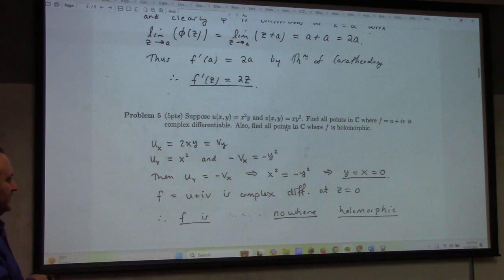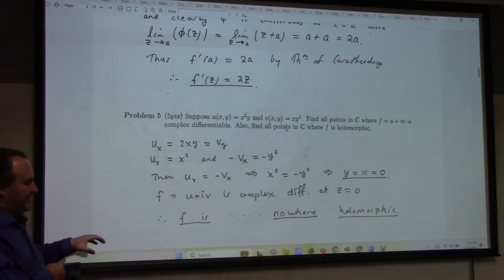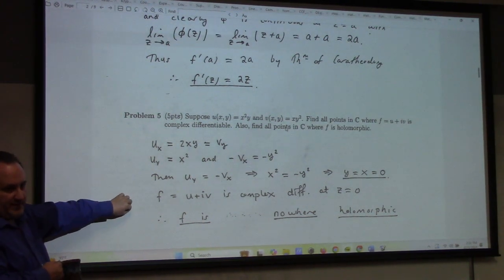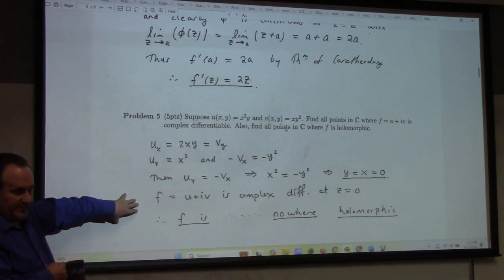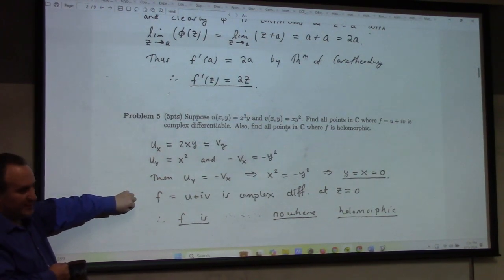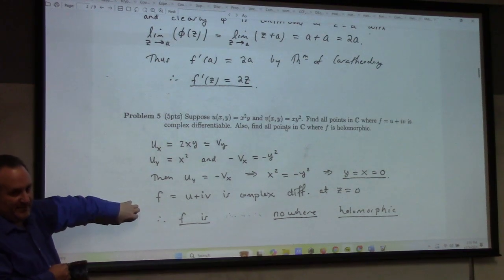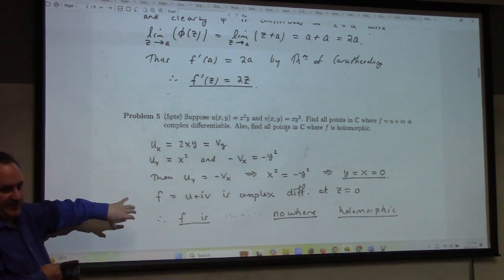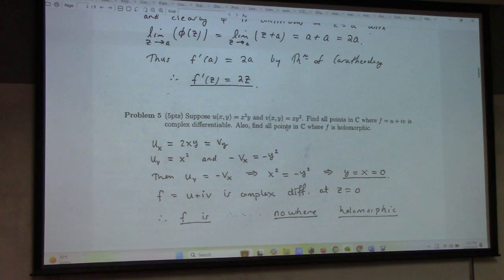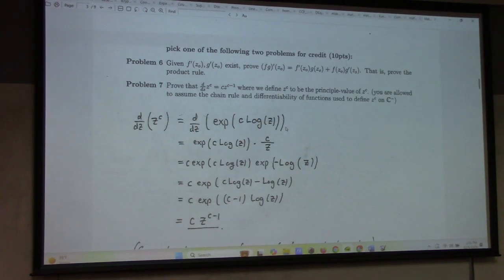So the origin is the only place it's complex differentiable, which means it's nowhere holomorphic, because to be holomorphic means that you're complex differentiable not just at the point, but in a neighborhood of the point. So if we're only complex differentiable at the origin, it's nowhere holomorphic. There's no open set on which it's complex differentiable. We later learned that holomorphic at a point is interchangeable with analytic at the point, meaning that it has a power series that represents it.